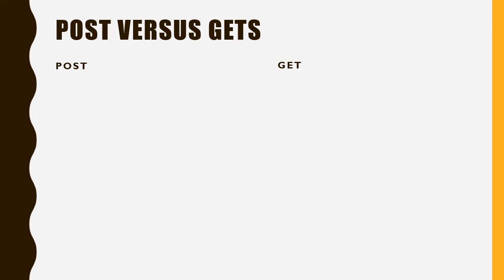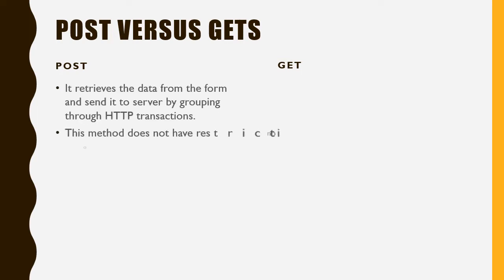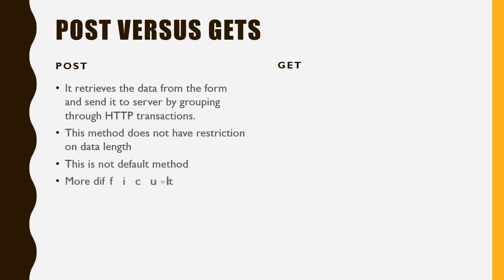Let's see the differences between post and get. First we will see post. Post retrieves the data from the form and sends it to the server by grouping through an HTTP transaction. Second, this method does not have a restriction on data length, meaning we can send unlimited information through the form. This is not the default method, and it is more difficult to hack.